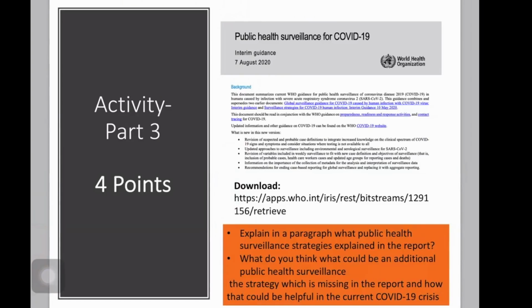Now we come to the activity, which is part three, and this is 4 points. What you will do is download this document, and after reading it, you will answer this question: explain in a paragraph what public health surveillance and strategy are explained in the report. Then, what do you think? What could be the additional public health surveillance?